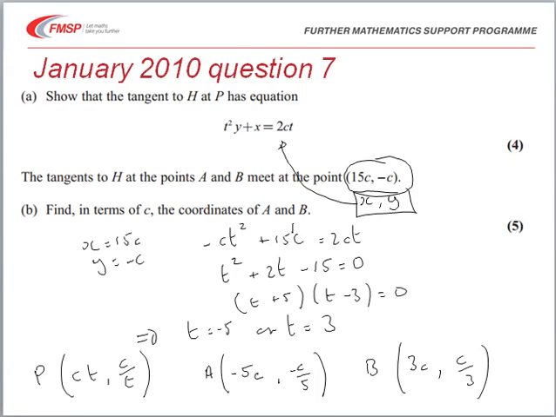The marking for this part of the question was a method mark and an accuracy mark to obtain that quadratic, a method and accuracy mark to give the two values of t, and then finally a single mark for getting both of the points.